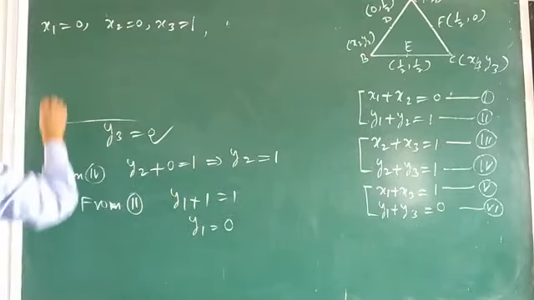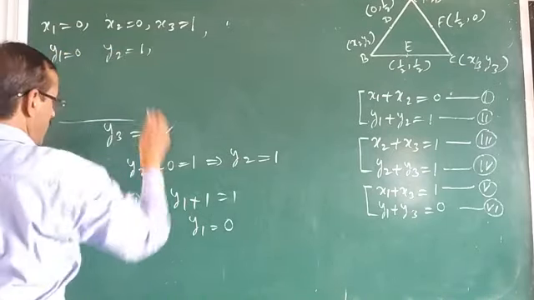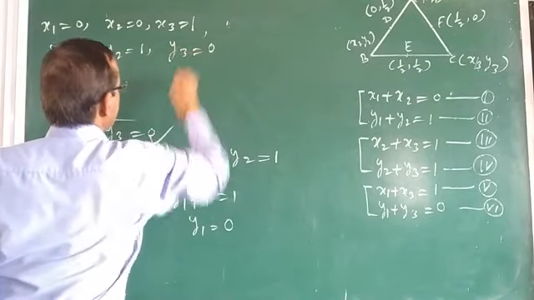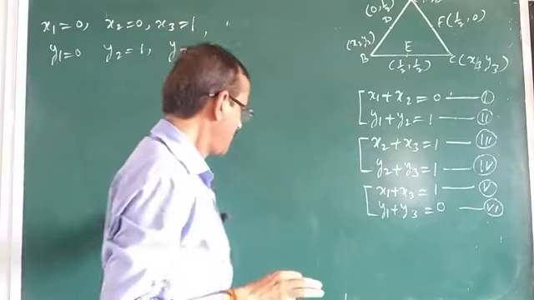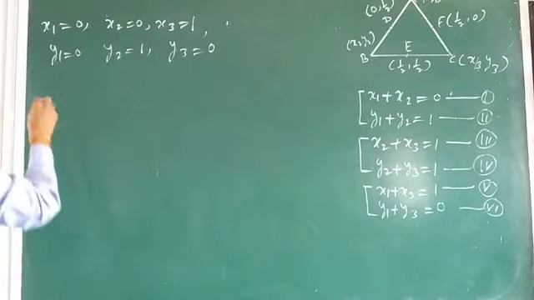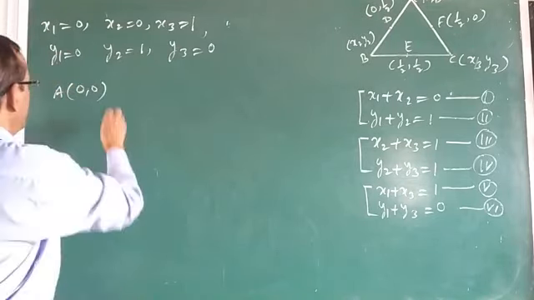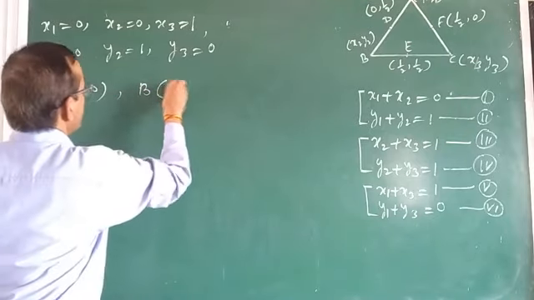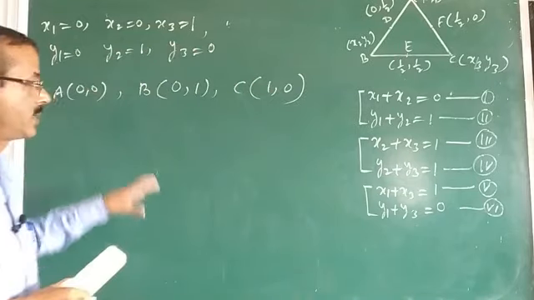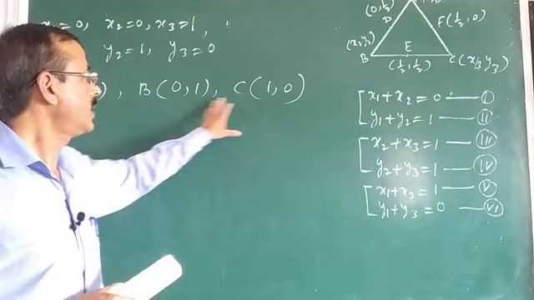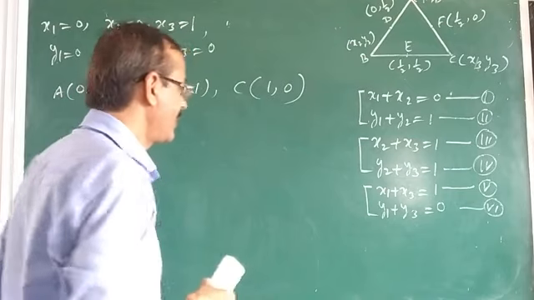y1 is equal to 0, y2 is equal to 1 and y3 is equal to 0. Yes. Now write the coordinates. A, that is 0 0, x1 y1. B, that is 0 comma 1, and C, that is 1 comma 0. I think this is the result: 0 0, 0 1, 1 comma 0. Little lengthy, but keep patience and do this type of question.